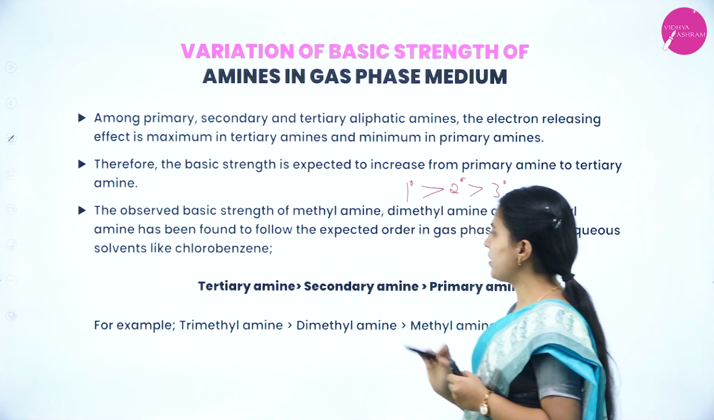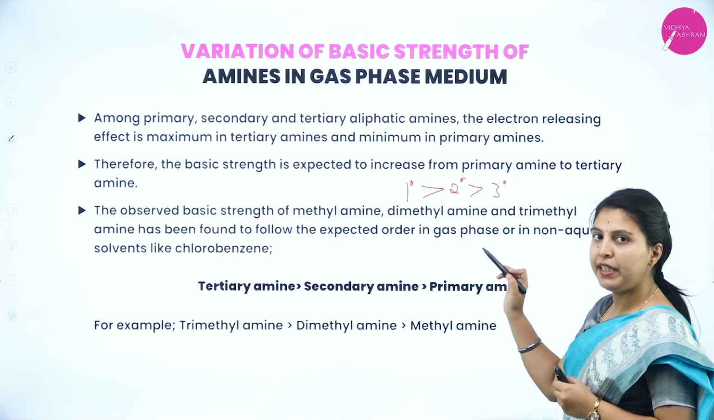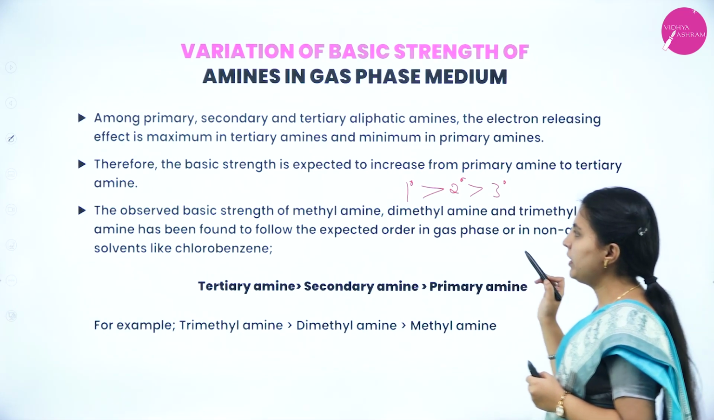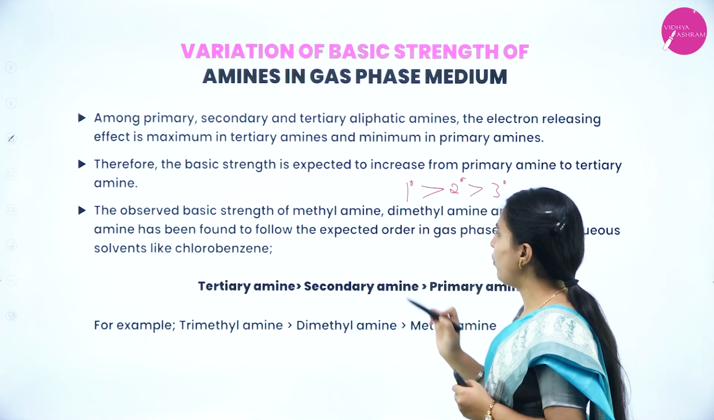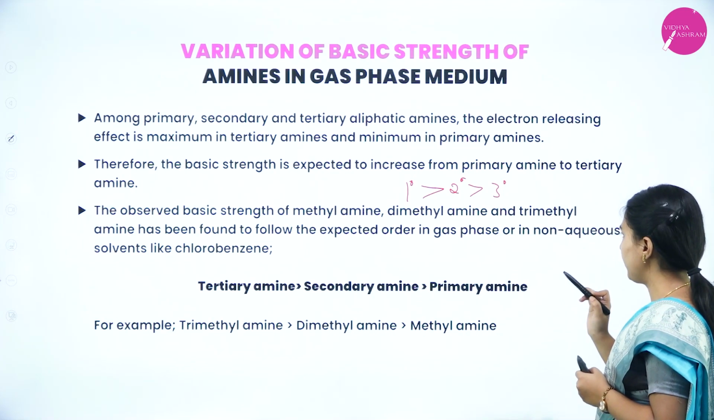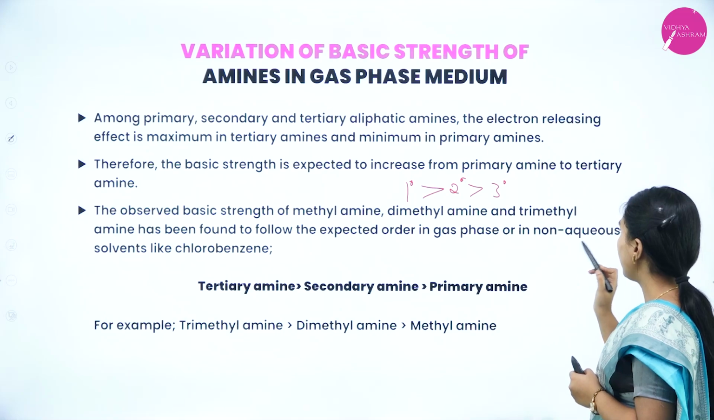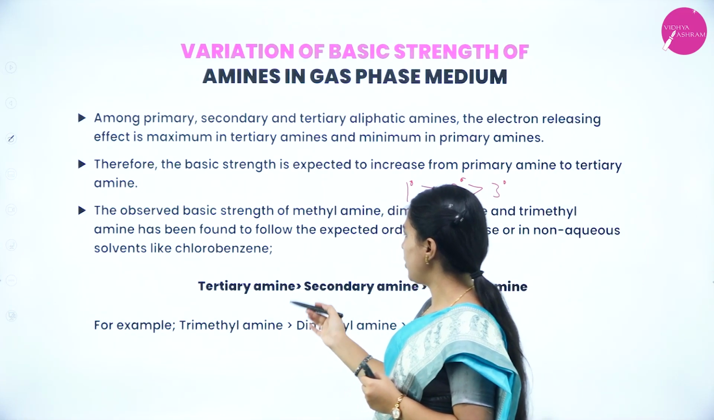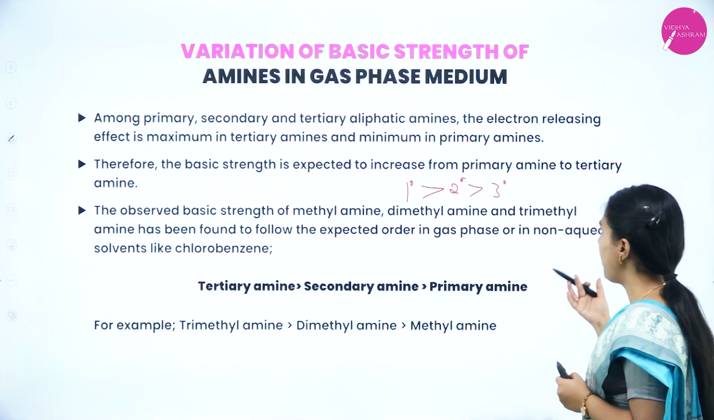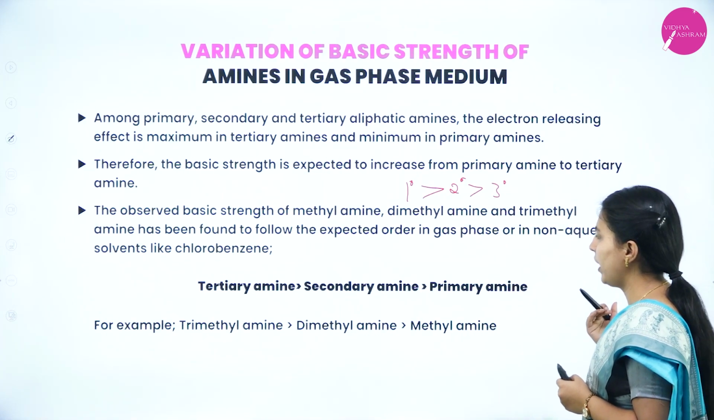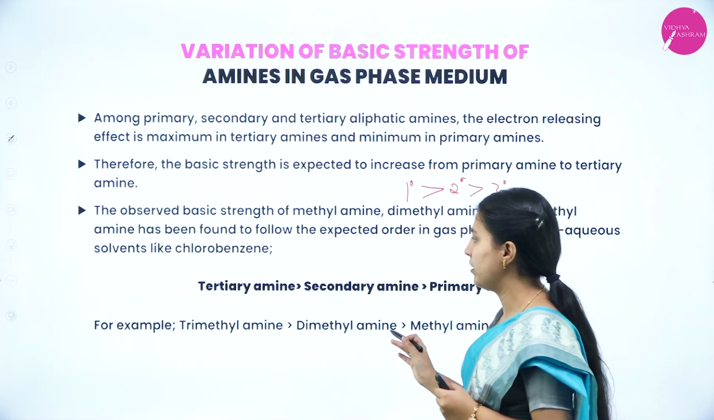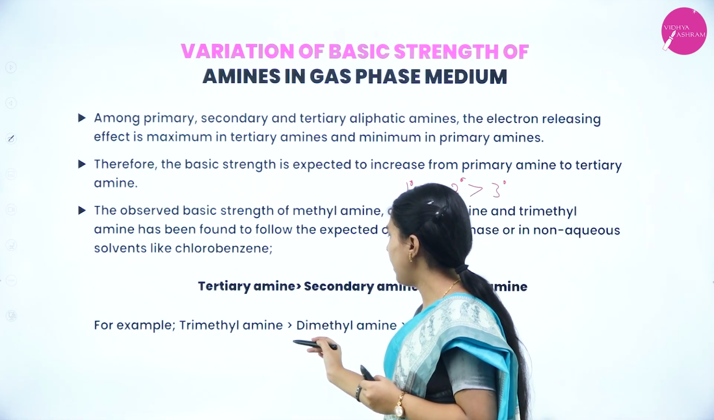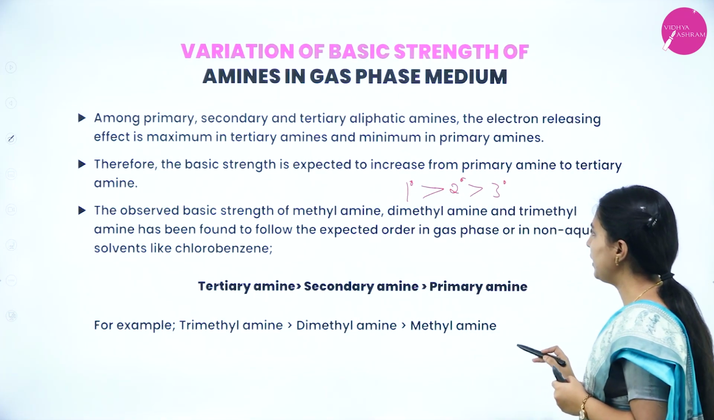The observed basic strength of methylamine, dimethylamine and trimethylamine has been found to follow the expected order in the gaseous phase or in non-aqueous solvents like chlorobenzene. Here the order is tertiary amine, secondary amine and primary amine in the gaseous phase. For example, trimethylamine, dimethylamine and methylamine.